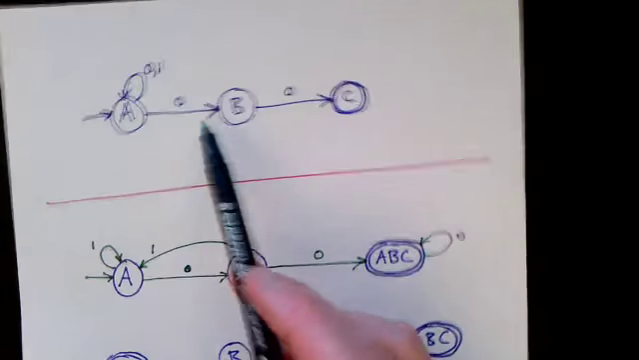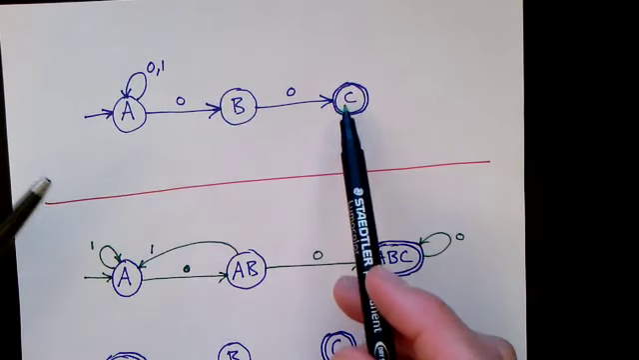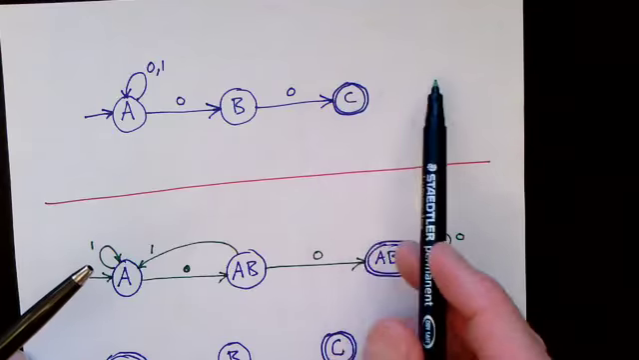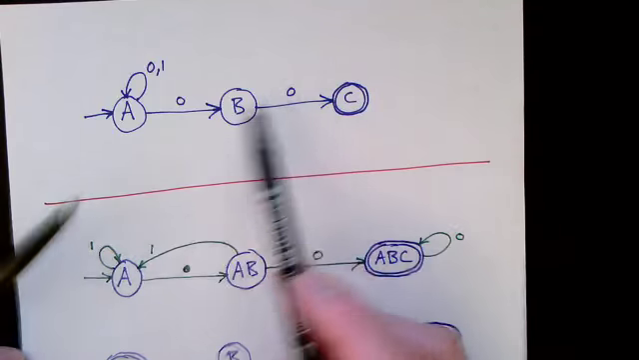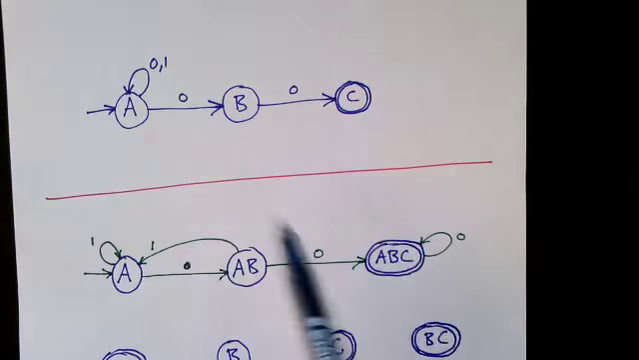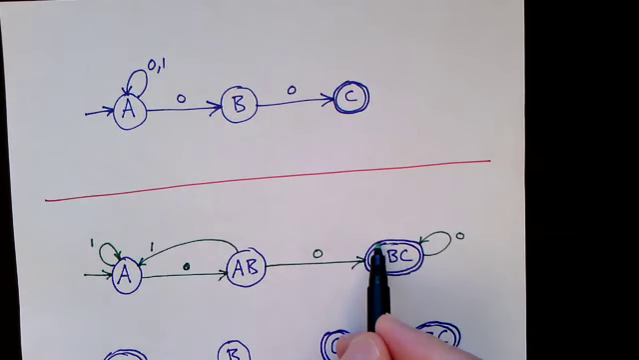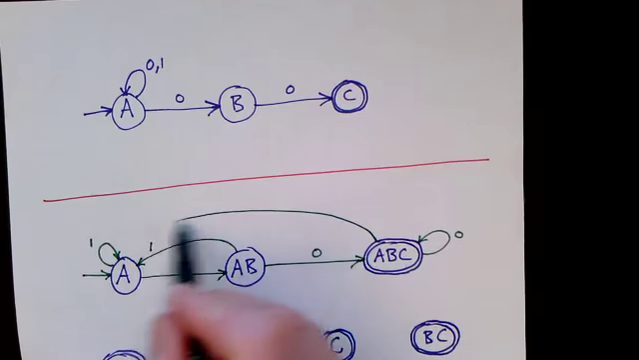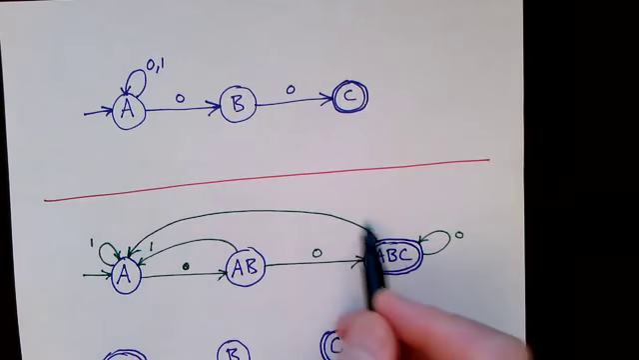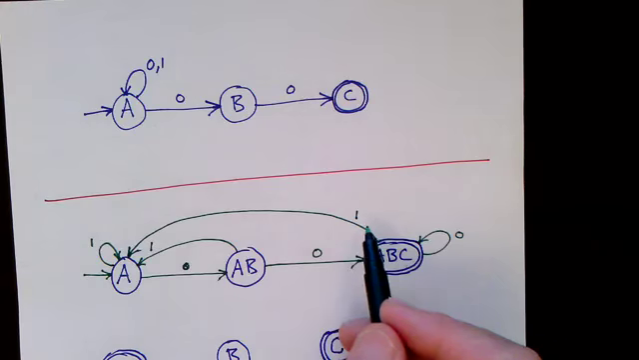If we're in A, B, and C all together and we see a 1, well, from C, we have no place to go. From B, we have no place to go. From A, we stay in A. So we would then be only in state A. So I'm going to put a transition back to state A and label it with 1.